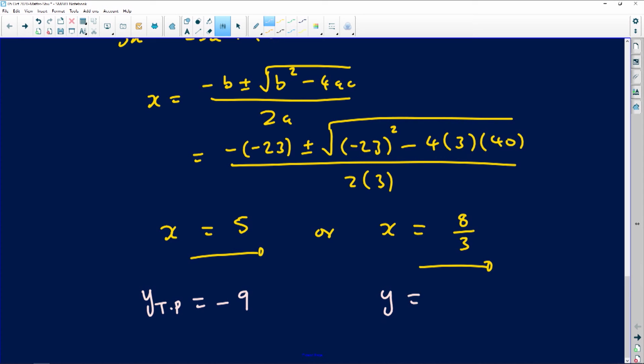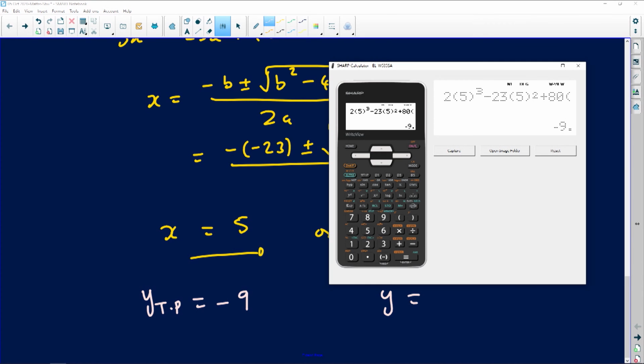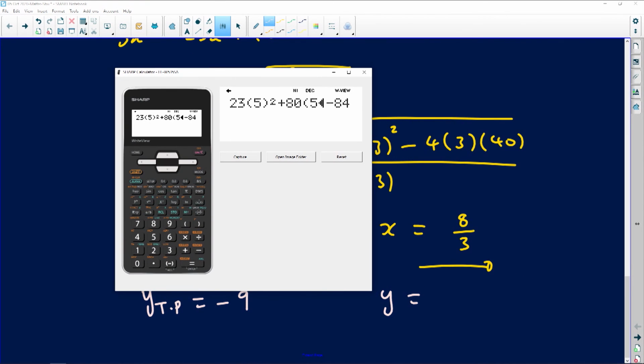And then you're going to go back to that very same calculation you did. You're now changing all the 5s. You're going to use a different x value now because you want to know what y is going to be when x is 8/3. So backspace that, put a fraction, and then there's your 8/3, which is the second x value.